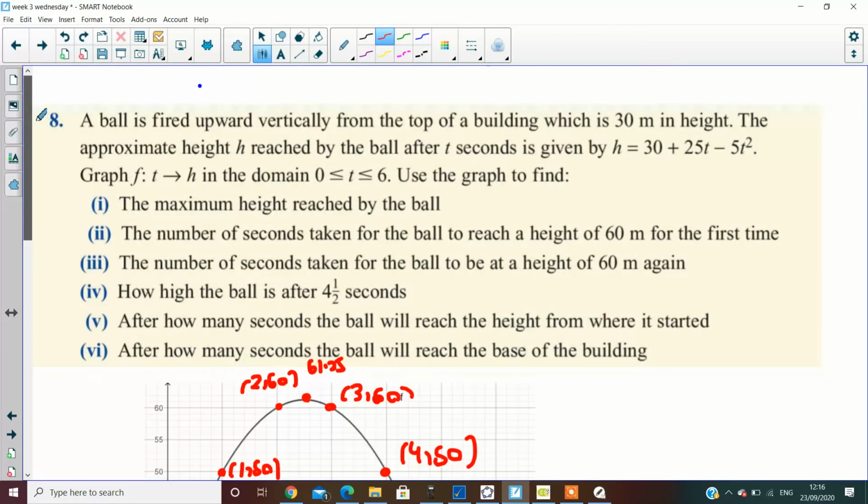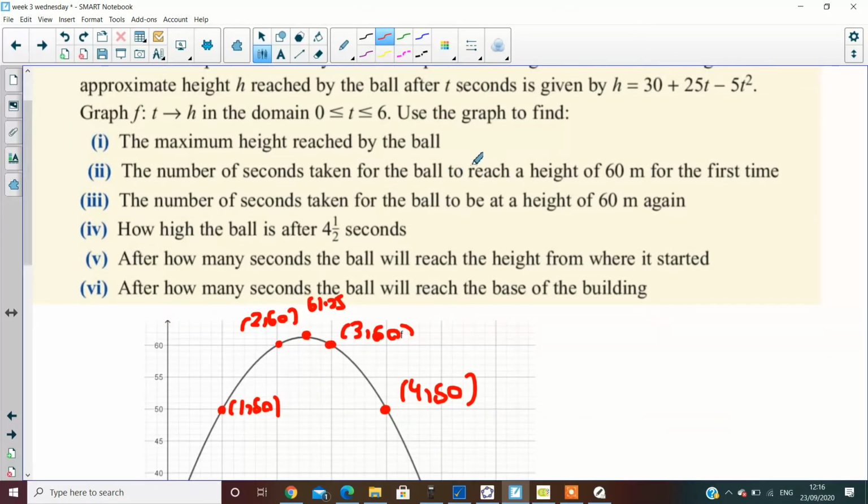Okay. Now, what's the maximum height reached by the ball? Okay. The number of seconds for the ball to reach a height of 60 meters for the first time? 2 seconds? Yeah. Number of seconds taken for the ball to reach the height of 60 meters again? 3 seconds. Again, 3 seconds or 1 second after the first time. You just present your answer properly, okay? So explain what you mean.